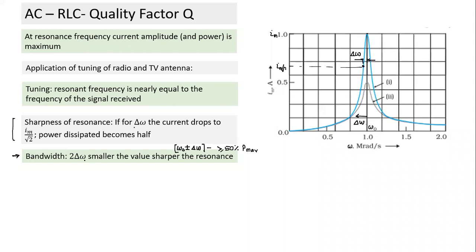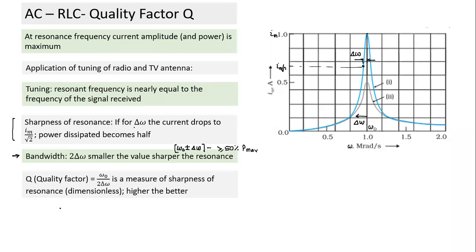Does it make sense, how we define delta omega? So this is how we define bandwidth. This is a convention. Now we define the term called quality factor. What is the quality factor? I will not go into the derivation, it's not necessary. The quality factor is a definition. Bandwidth also is a definition. Delta omega also is a definition, and you can understand what delta omega means.